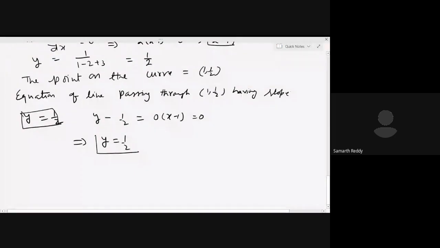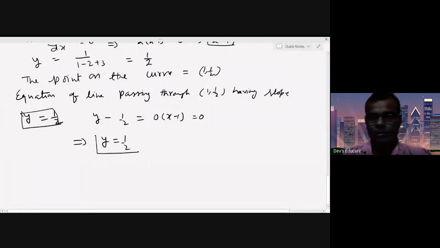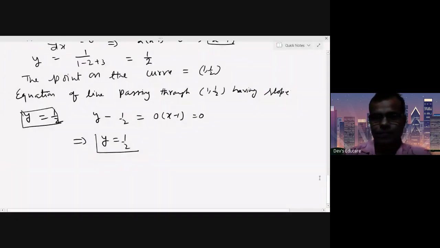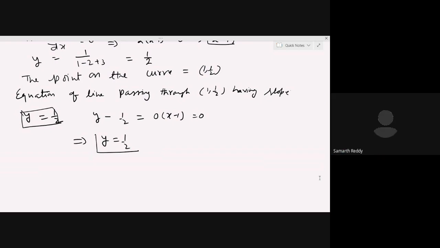Okay. So, Samarth? Yes, sir. Now we'll be doing the questions. We did 12. Okay. 13. We'll be doing 13 and 15. Okay. 13 and 17. Question number.